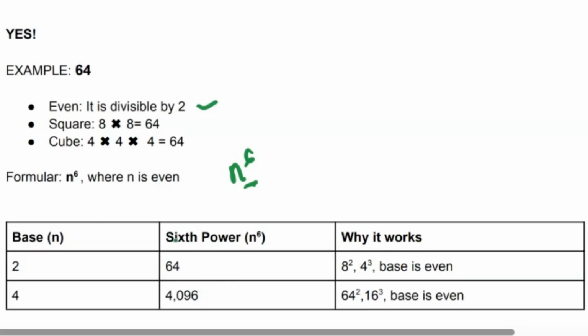And the next number that fits all three criteria, that's even, square, and cube number at the same time, is 4096, and that is gotten from 4 raised to the power 6. From there, we can get 64 raised to the power 2, and we can get 16 raised to the power 3. And then we know the base, which is 4, is an even number. That is why this number is also an even number.